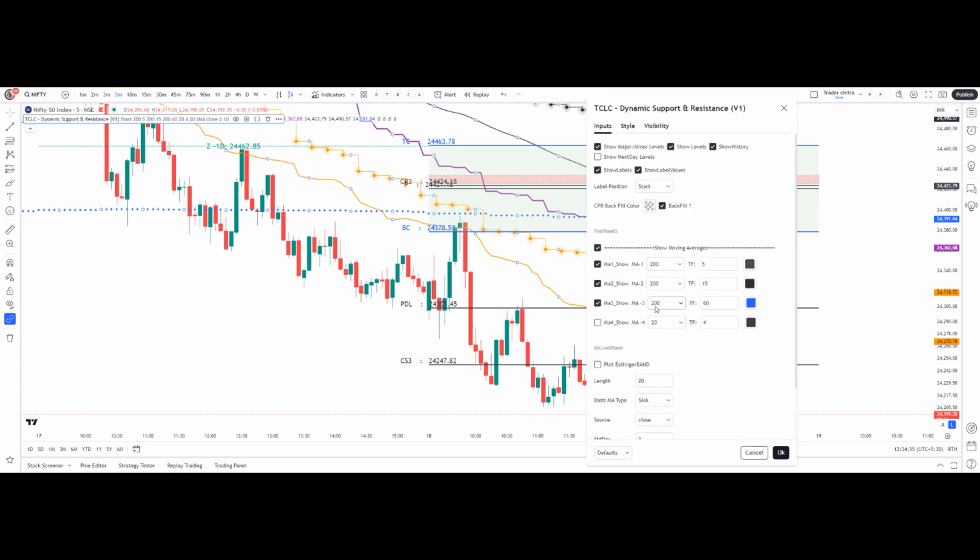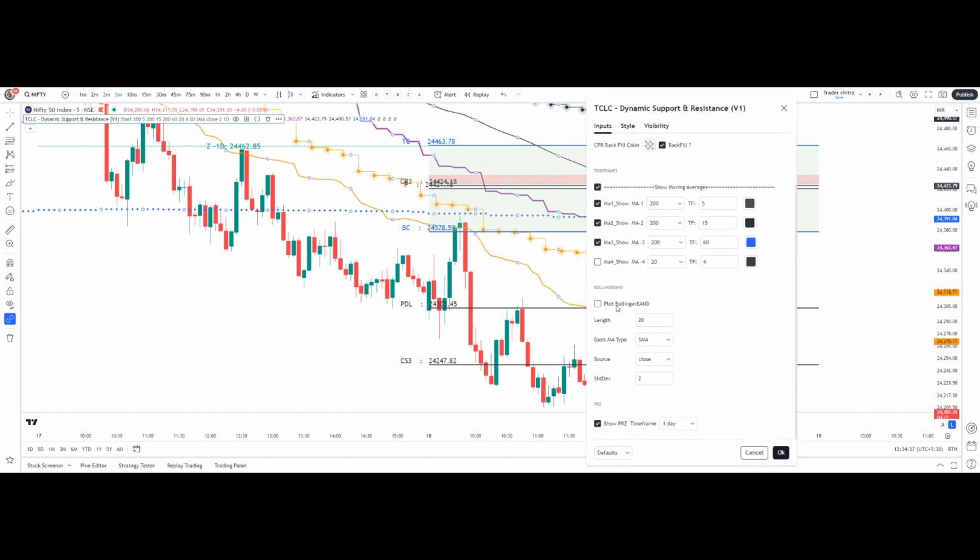And also once you come to the inputs, plot Bollinger Band is there. If you want to see the Bollinger Band, you can enable it. So here I am not using Bollinger Band, so I am unchecking it. Okay, the other enhancement which we have added to this particular indicator is PRZ. PRZ is potential reversal zone.